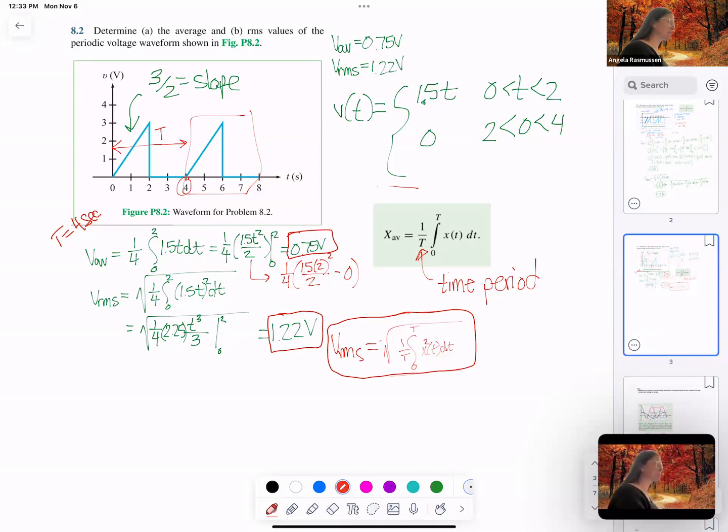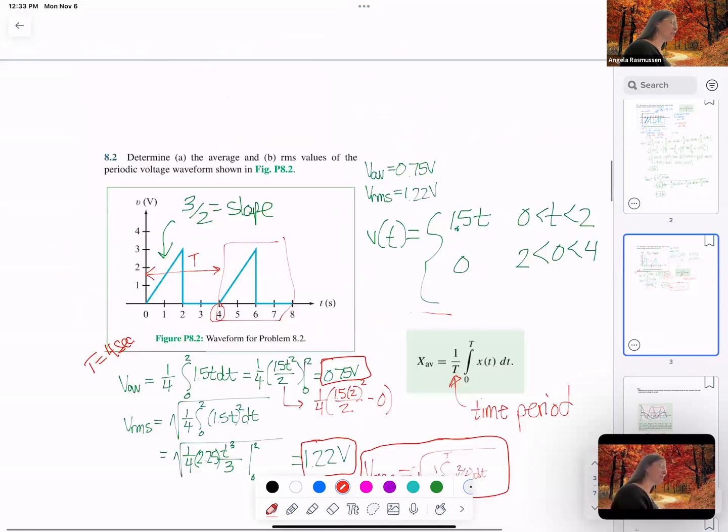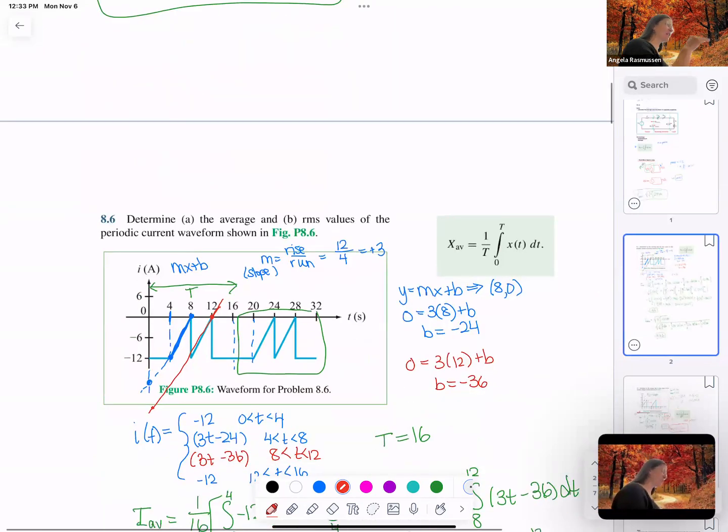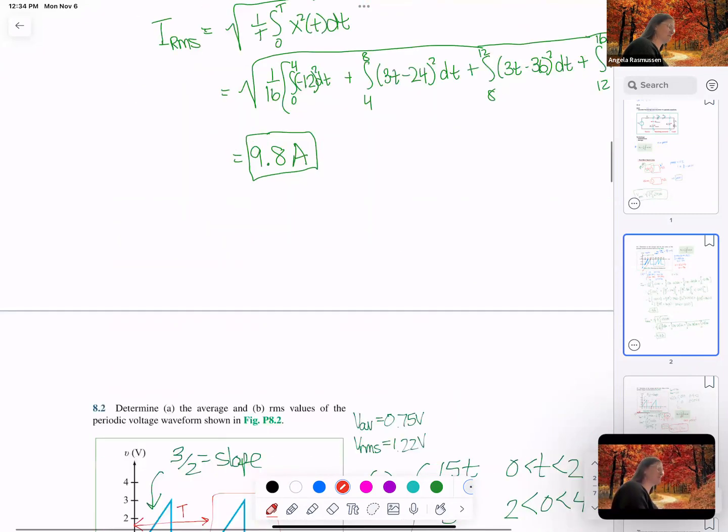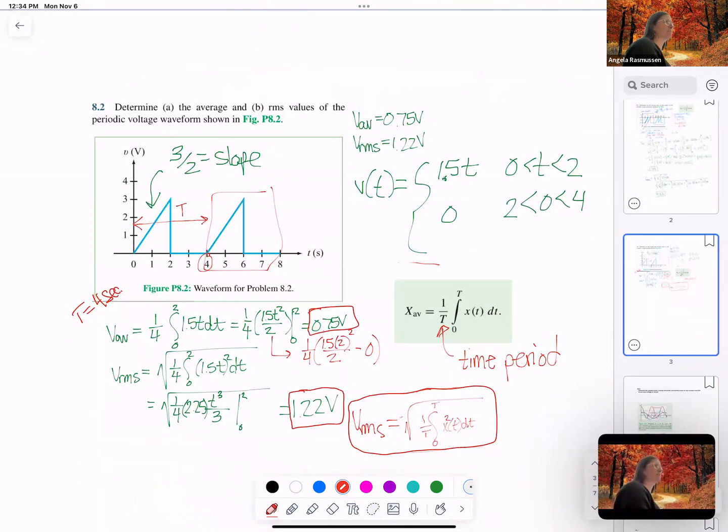Just apply it to whatever signal you have. Like in the one before, it was actually a value. So it was a shifted version. Instead of being right at 0, during that time period it actually had a value of -12. So we had to integrate it there. In comparison to 0, it actually had a value. But it really is just a shifted version.